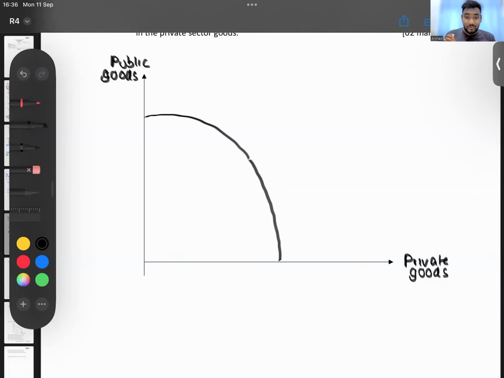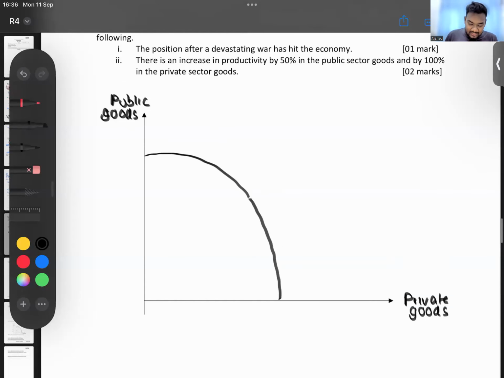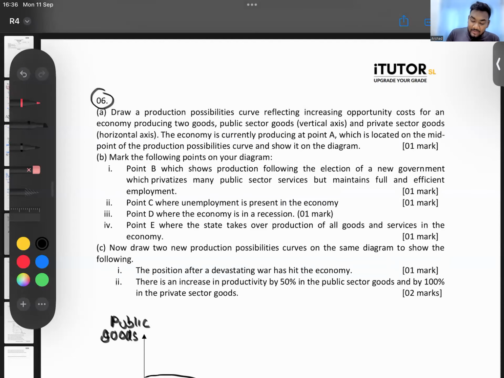Okay, this is the best I can do. Then they say the economy is currently producing at point A, which is located on the midpoint of the production possibility curve, and show it on a diagram. So they are telling you to show all of this on a diagram.